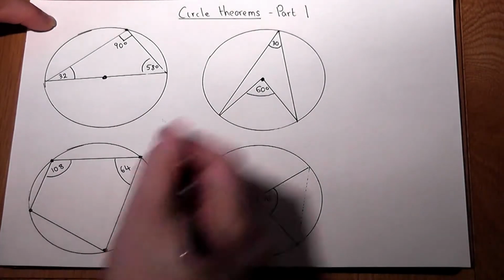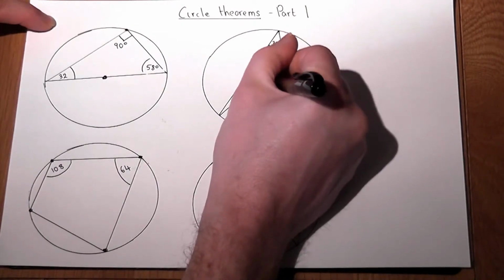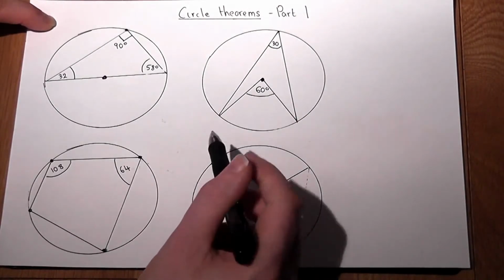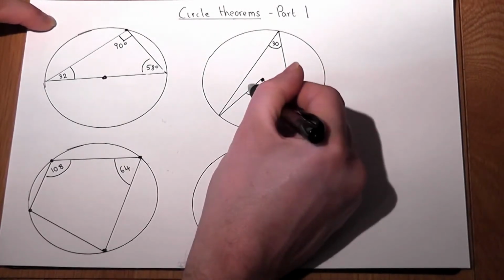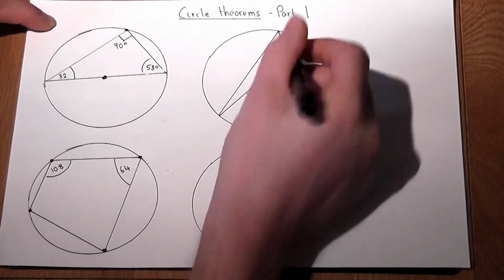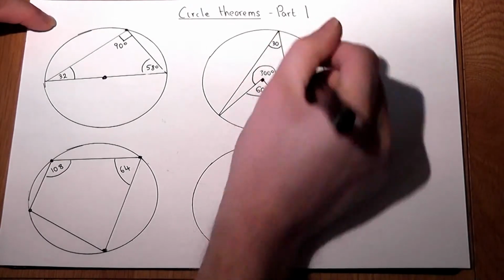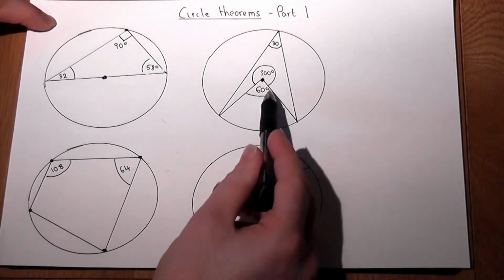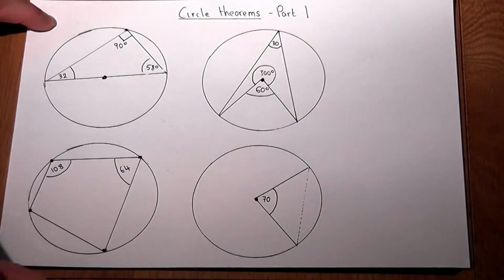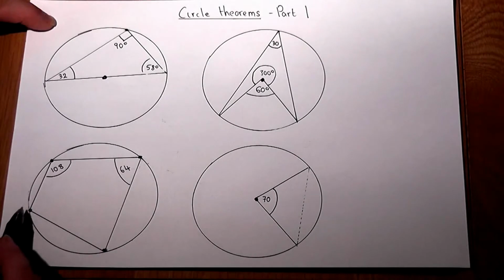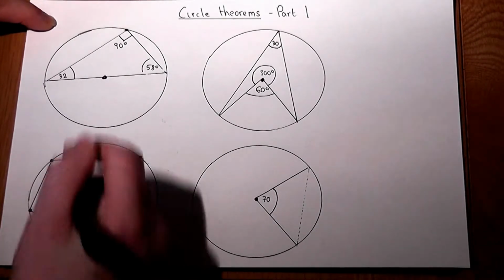We could therefore find the angle here, the reflex angle, because angles at a point add to 360, so that big angle there, for example, would be 300 degrees. So the angle formed at the centre is twice the angle formed at the circumference. Again, quite simple rules. The third one involves what's called a cyclic quadrilateral.